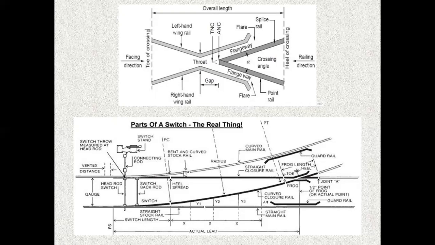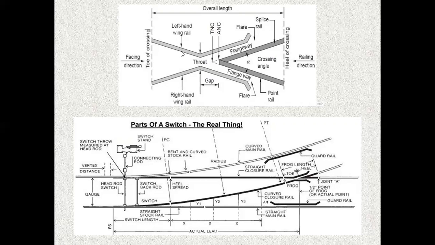This is the curved main rail, with bent and curved stock rails here, and switch throw measured at the head rod. There is a heel block placed in these positions to maintain the heel spread gap between the two tracks. This is the straight main rail and the curved closure rail, and this is a guard rail, nothing but a check rail, which maintains the proper movement of the wheel on the track.